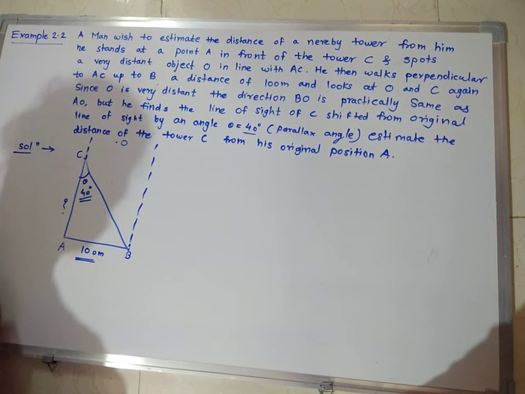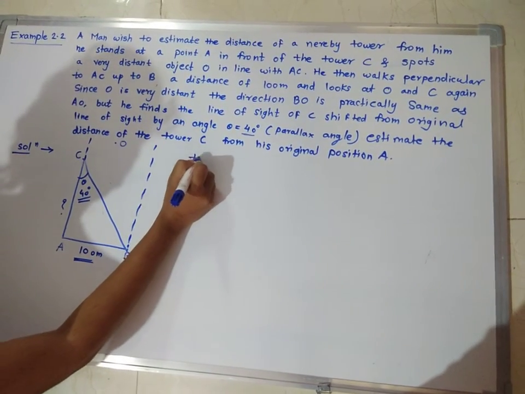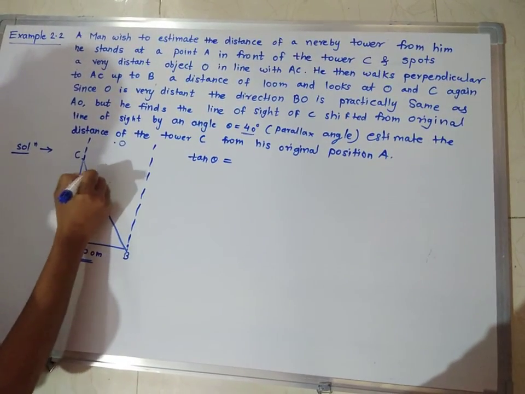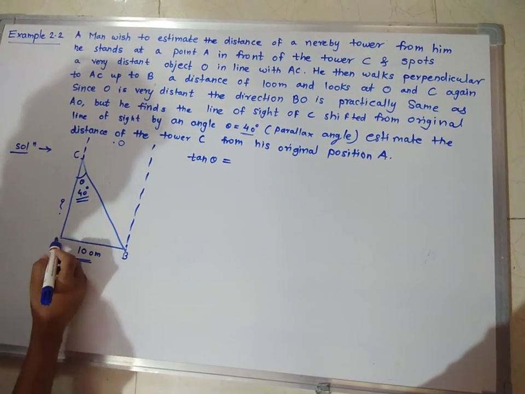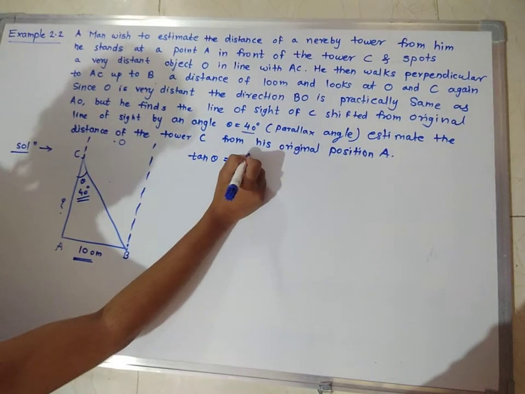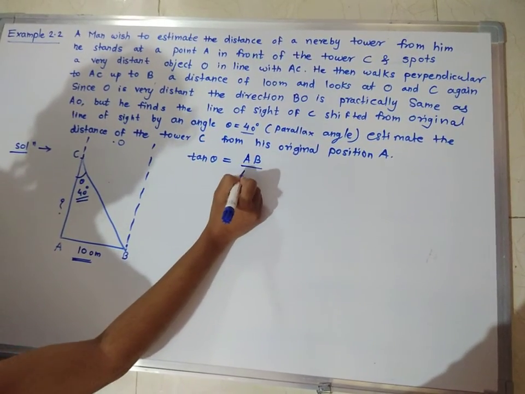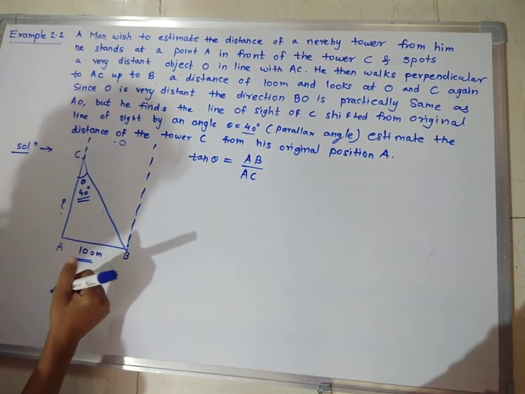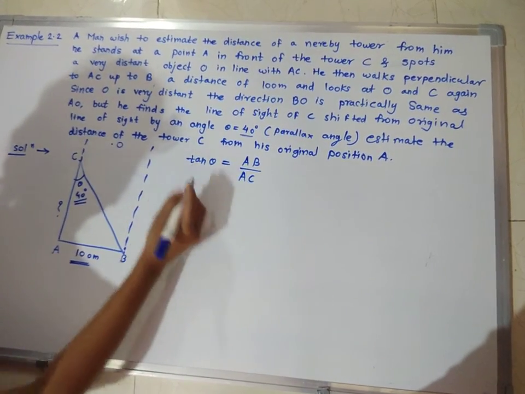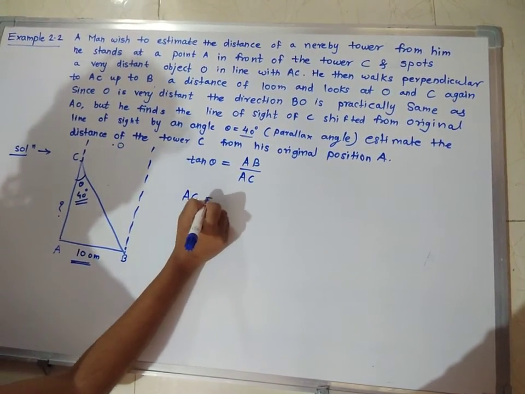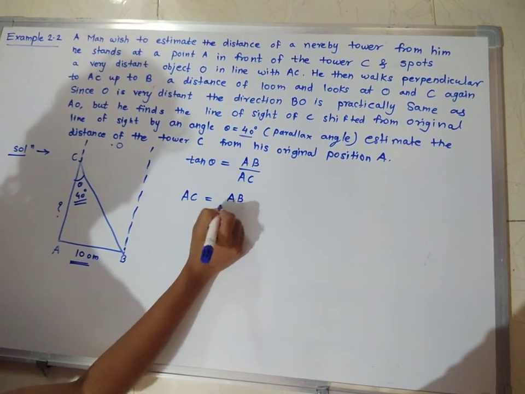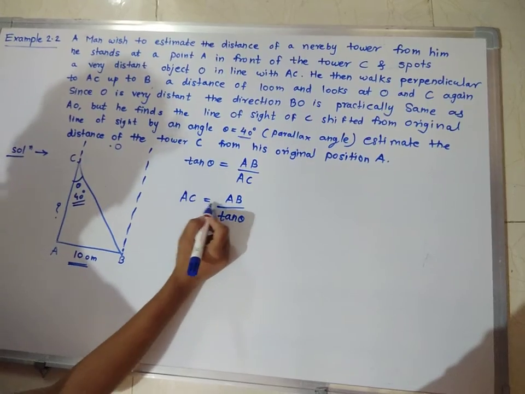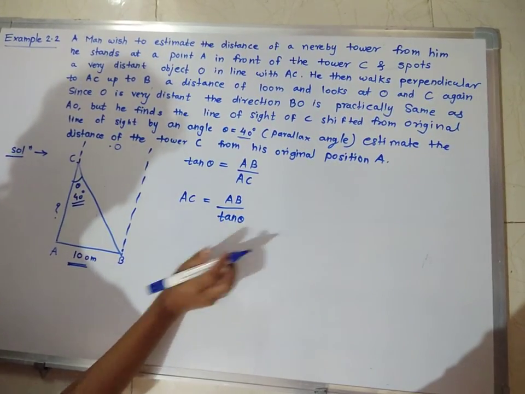How can we write tan theta? From the figure you can see theta is here. So tan theta is equal to AB upon AC. Now we have to find out AC. So AC is equal to AB upon tan theta.